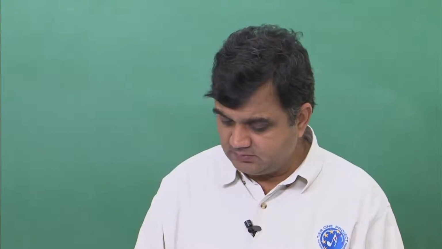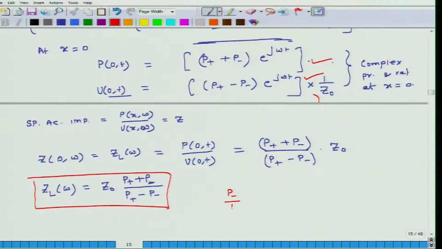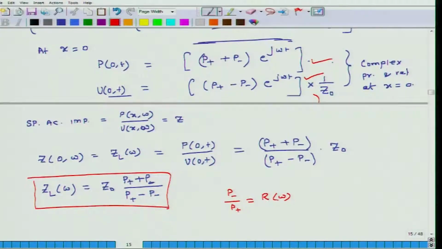So, I can also express P minus divided by P plus as some number R, and the value of this R can change with frequency, because P plus depends on frequency. We had seen originally that P plus and P minus are functions of s, the complex frequency. For brevity I will just write it as R, but R can always vary with respect to frequency, and this R is known as the reflection coefficient.